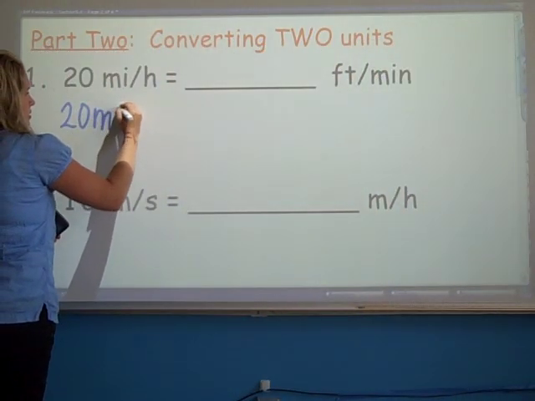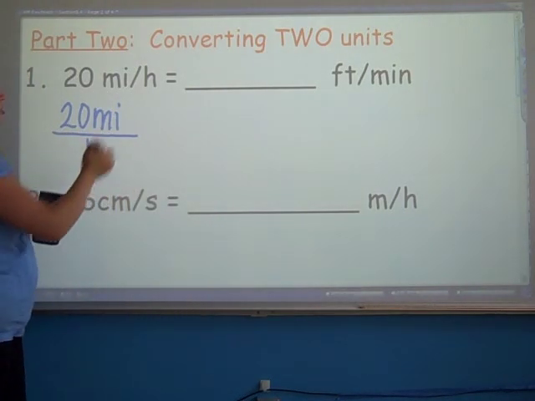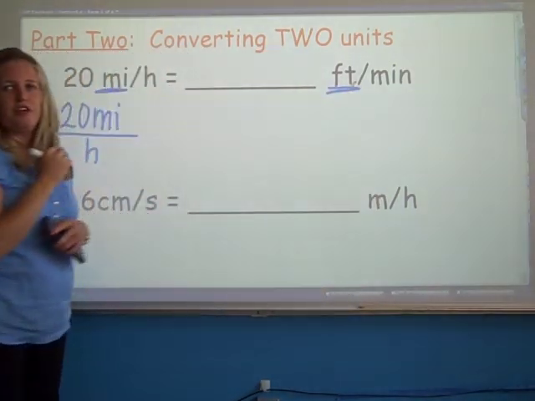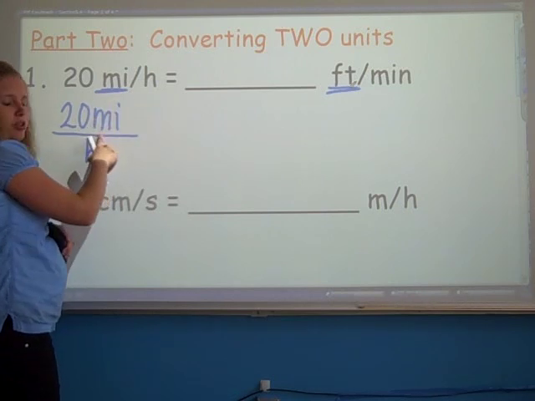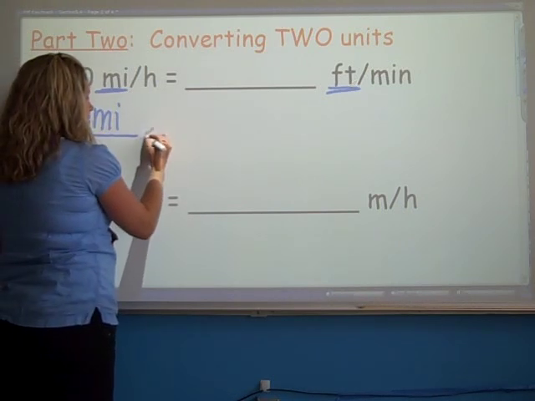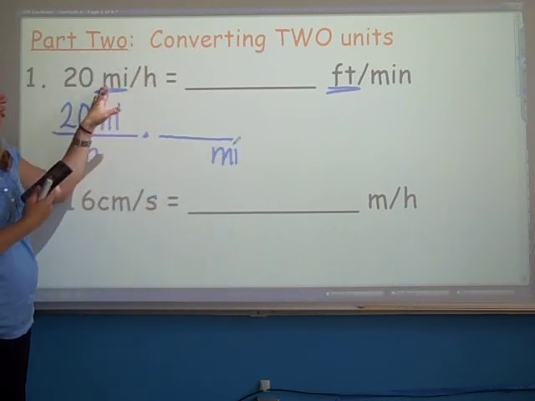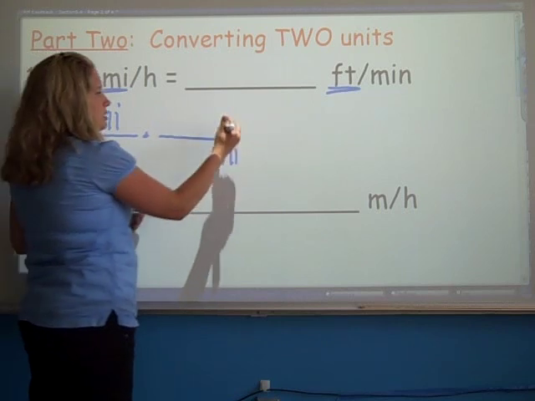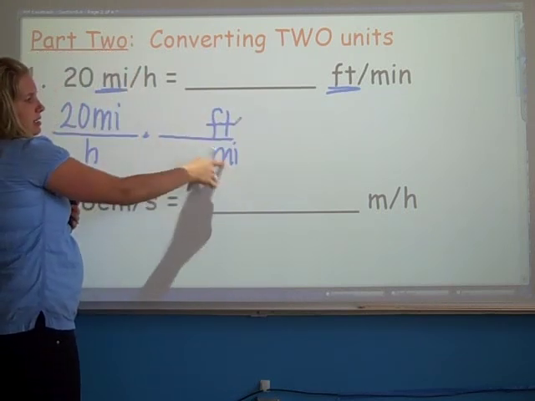20 miles per hour. Okay, I look at the first thing. Miles, I want to change miles to feet. To cancel out miles, miles is in the numerator, so I need to put it in the denominator. I'm just working with this first unit, what's in blue, underlined in blue. Change miles to feet, so I put feet here.